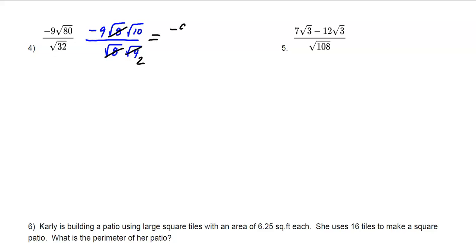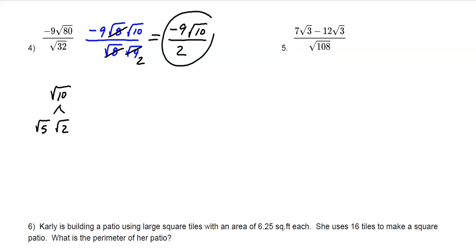So now on the top, I have negative 9 radical 10 all over 2. I can't reduce 9 over 2, so that stays there. Radical 10, there's no sense in breaking it down because the only thing I could get would be radical 5 and radical 2. Neither of those are perfect squares, so I know that I'm good to go. I'm simplified.